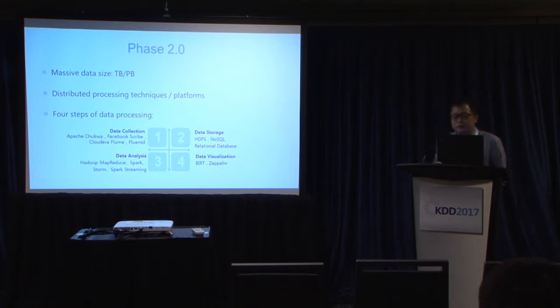In phase two, you have a lot of different data, and you have distributed processing platforms or packages you can use. From the data processing perspective, you have collection with different toolkits, and for storage you have HDFS, NoSQL, and relational databases. For data analysis, people are starting to use Hadoop and Spark for processing. And for visualization, you have different types of platforms. But in phase two, there are not too many specialized tools.